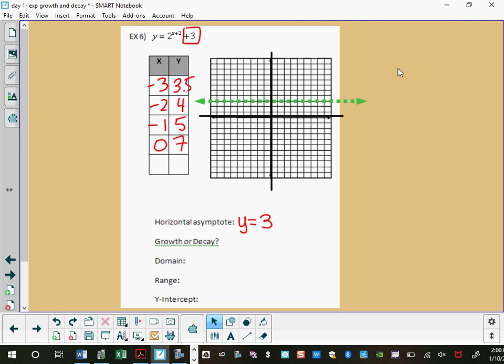All right, plot our points. Negative 3, positive 3.5. 1, 2, 3. Negative 2, positive 4. 1, 2, 3, 4. Negative 1, 5. 1, 2, 3, 4, 5. And your points would make more sense than mine. 1, 2, 3, 4, 5, 6. Sometimes 4 is off. So it looks like this is my graph.